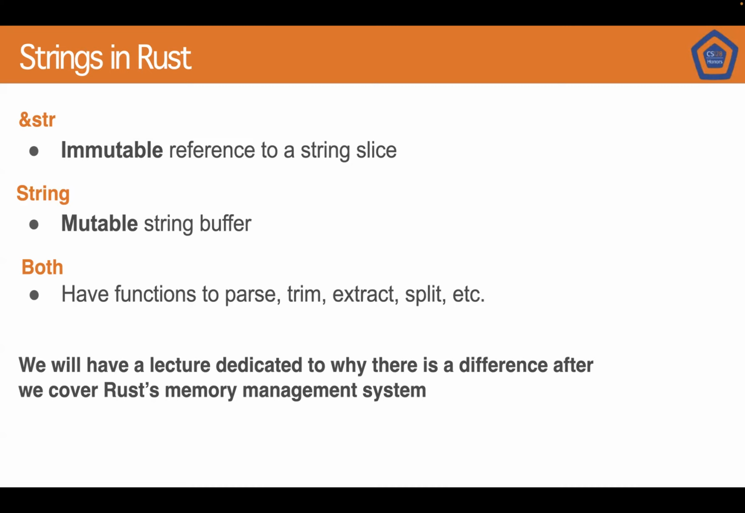For now, the biggest difference you should know between the two types is that string slices are immutable, while the capital S Strings are mutable. This means that in general, you can modify or add to a variable of type capital S String, but not of type string slice. Both of these types, however, have functions to parse them. You can extract substrings from them, and you can also split them, etc. You can find all of these functions or methods in the documentation. Simply just Google string slices in Rust or strings in Rust or something along those lines.